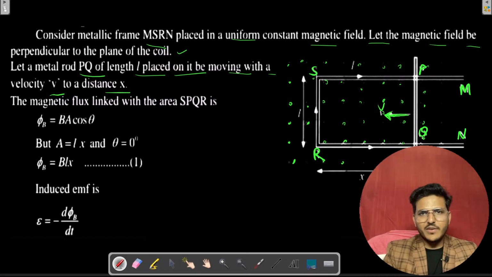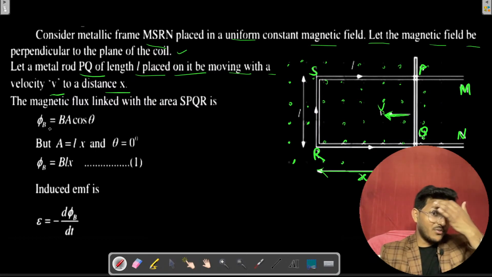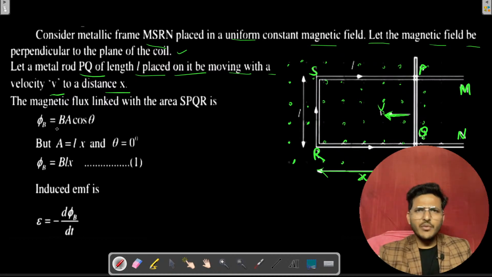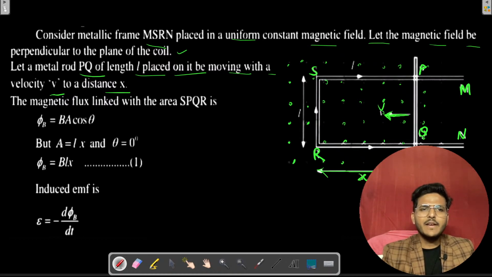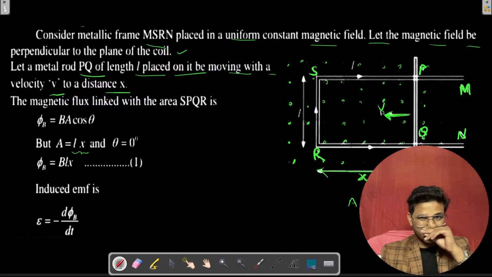This one moving with velocity V to distance x. This is basically distance x. Then what? Phi equals flux changes into the coil. Phi equals BA cos theta. Now A equals Lx. A equals Lx, right?